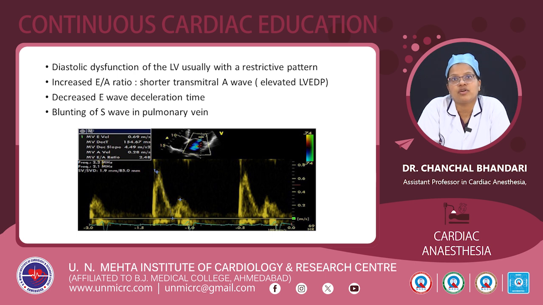Now, diastolic dysfunction of the left ventricle, usually there is a restrictive pattern in this. There is increased E by A ratio and shorter transmitral A wave duration. Because the LV is dilated, there is increased LVEDP, and that will lead to increased E by A ratio. There is decreased E wave deceleration time, and there is a blunting of S waves in the pulmonary vein wave. As you can see here, the E wave is much more than the A wave. So there is increased E by A ratio. I am not going into detail on diastolic dysfunction as we have already conducted a class previously.